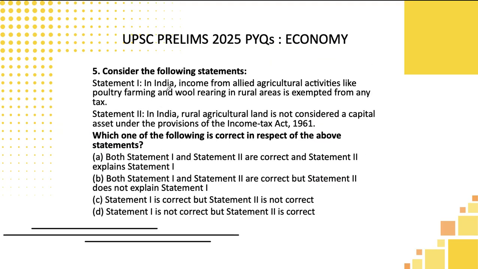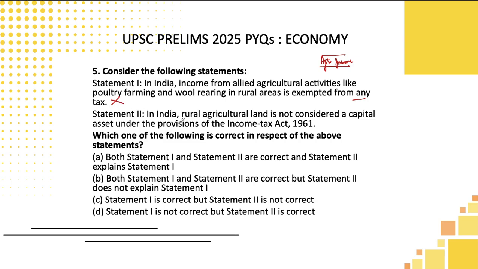Consider the following statements. Statement 1: in India, income from allied agricultural activities like poultry farming and wool rearing in rural areas is exempted from any tax. So basically, students, we know very well, agricultural income is exempted from tax. But one thing we need to remember is that allied agricultural activities are not exempted from tax. So you can eliminate the first statement.